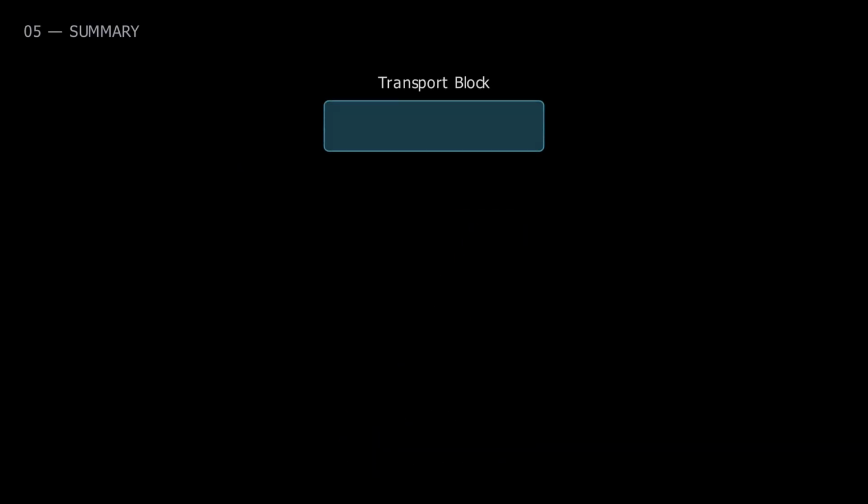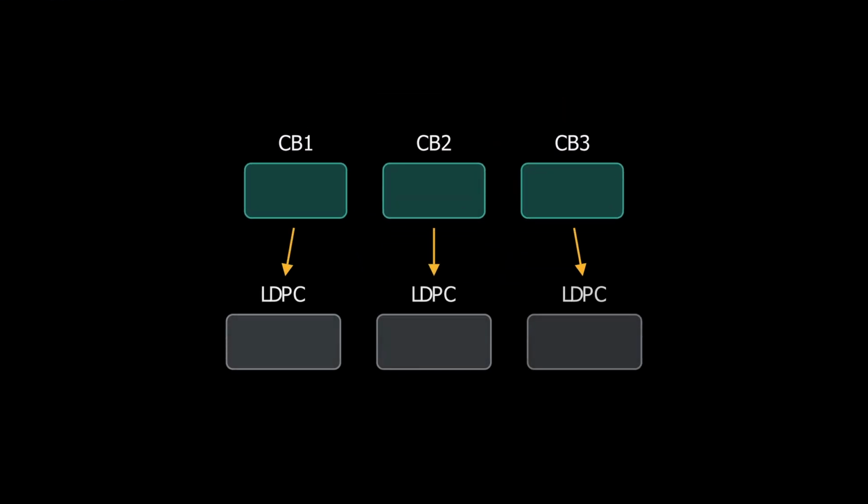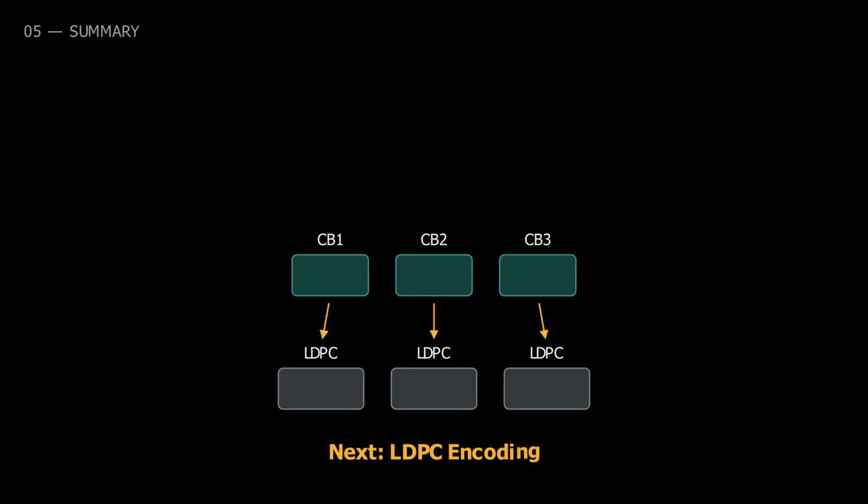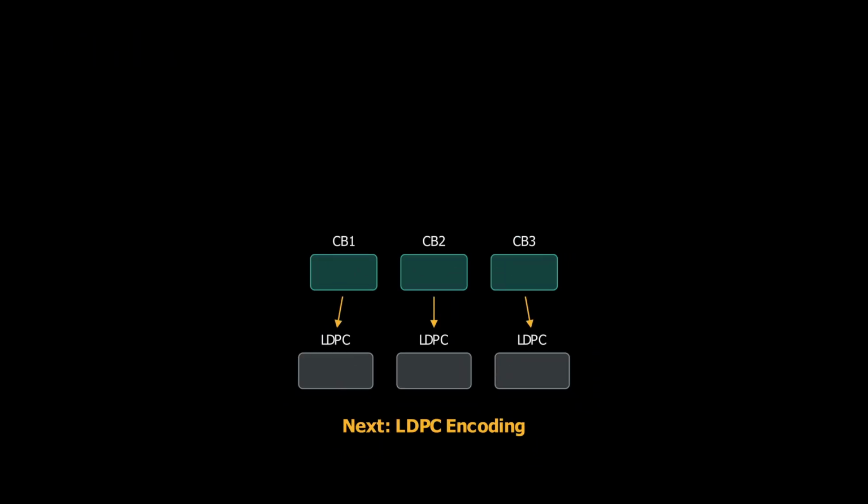Let's quickly review the processing chain so far. Everything starts with the transport block. A 24-bit CRC is attached to detect transmission errors. If the transport block is too large, it is divided into multiple code blocks. Each code block is now processed independently by its own LDPC encoder. In the next episode, we will begin with LDPC encoding and see how each code block is transformed into a protected code word.